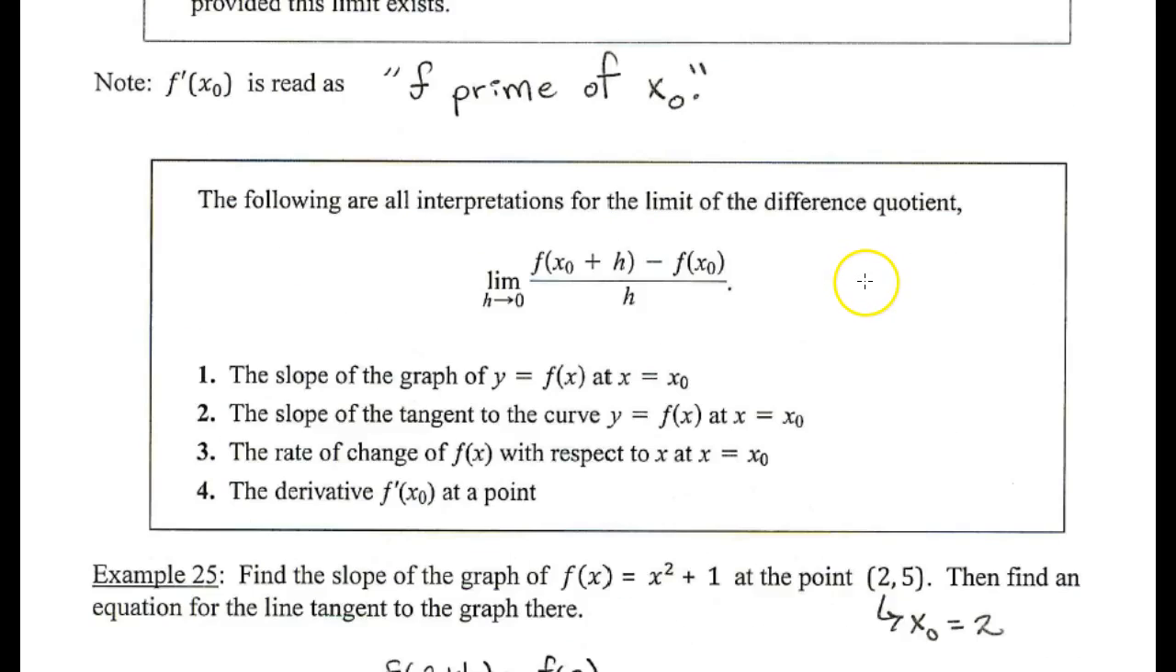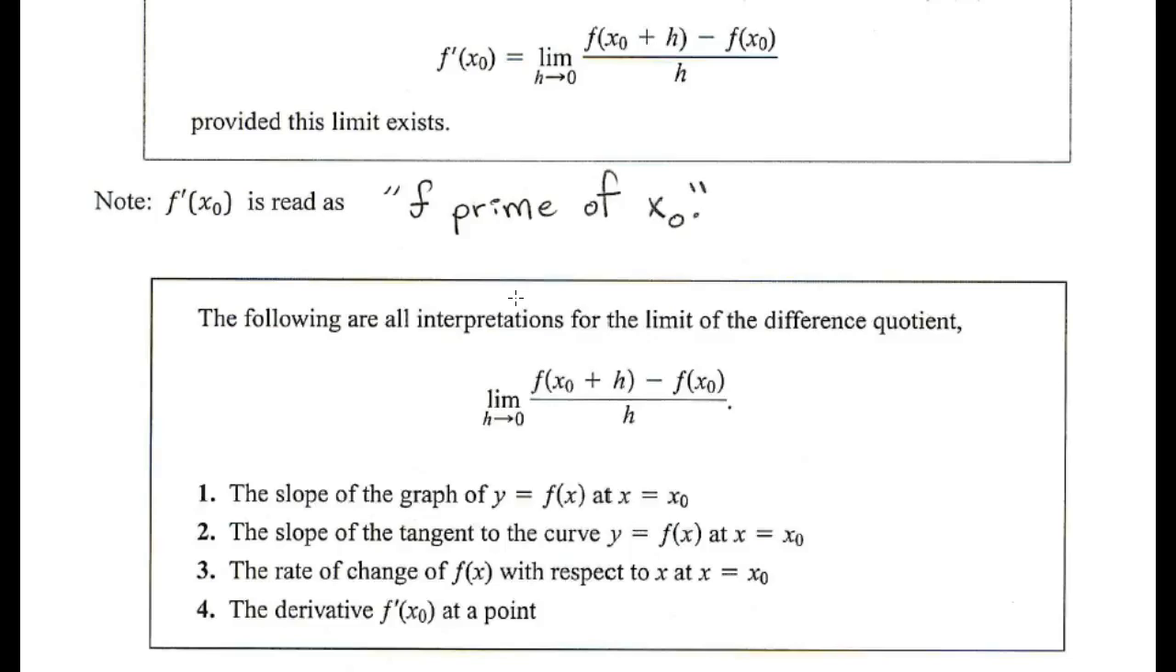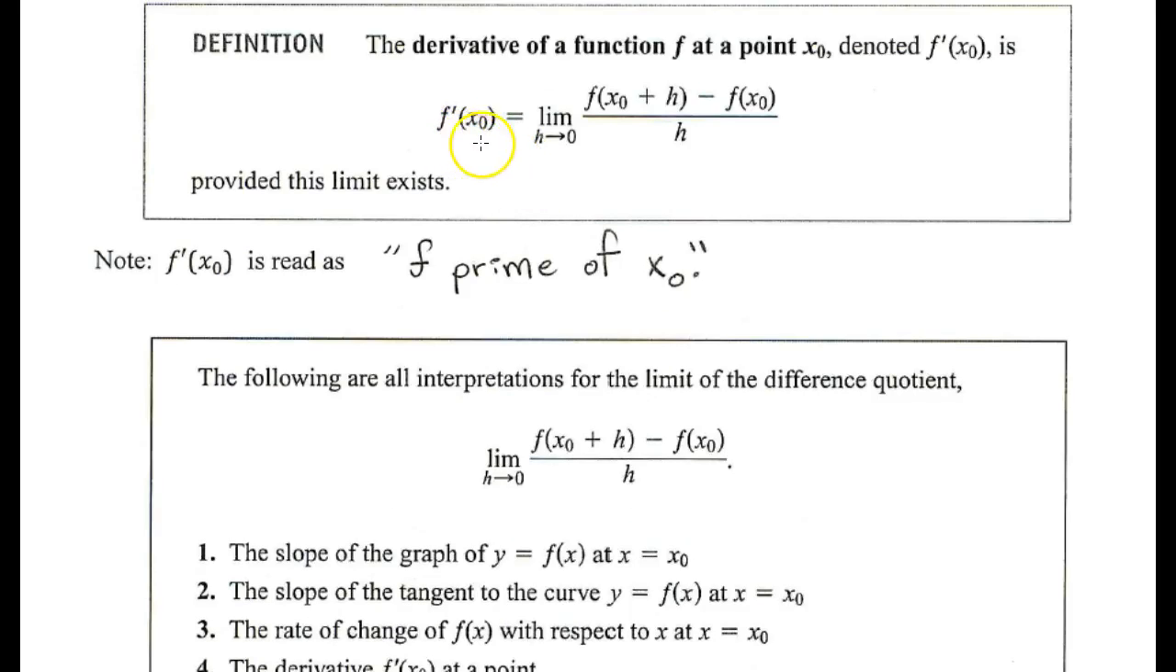Now, there's a bunch of interpretations for the derivative, okay? So remember, way back in algebra, you were asked to do this difference quotient many times, and now you can see why, because we want to take the limit of that as h approaches 0, and then we've gone on further now to give that a shorthand notation of f prime of x naught.